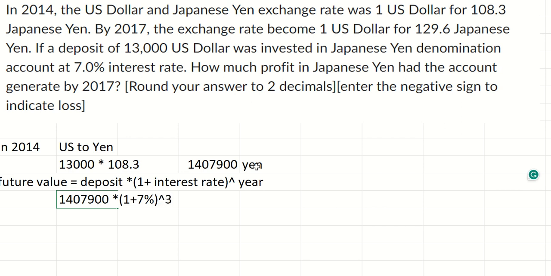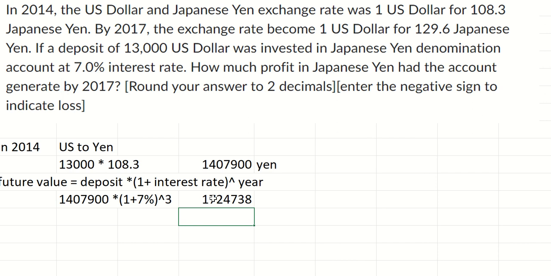Okay, so let's see how much money this is. Let me do that right here. No, it doesn't do the entire calculation, so let me just type it out. So 1,407,900 times 1 plus the interest rate, 7%, to the power of 3. All right, so that's how much Japanese yen we have.